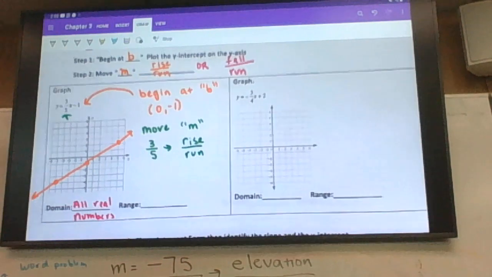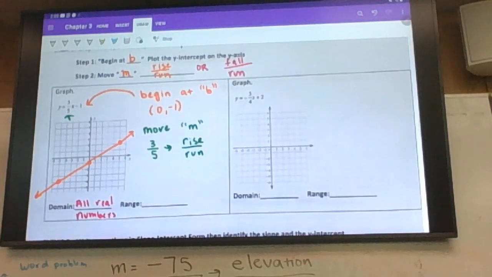All right, on this second graph, I have a new way to write this. Oh, all real numbers. Because for y, the line's going to go up forever and down forever. It's going to hit every y. That won't be true for a word problem. The submarine doesn't go up and down forever. So for all graphs, it's always going to be all real, if it's not a word problem. For all lines.